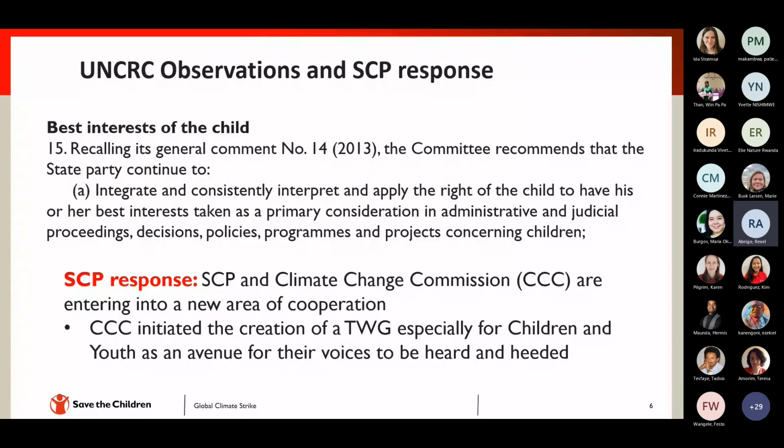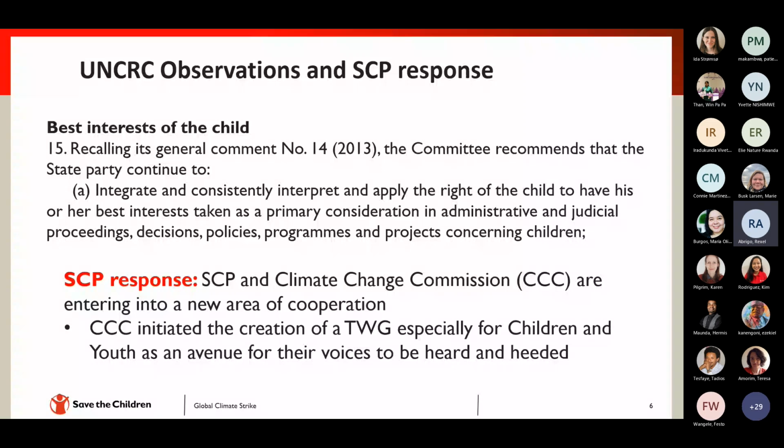I saw several Save the Children Philippines activities in our strategy that already address some of the recommendations and observations in the UNCRC report. For instance, in the section on the best interests of the child, item number 15 says we have to integrate and consistently interpret and apply the right of a child to have his or her best interest taken as a primary consideration in all policies, programs, and projects concerning children.